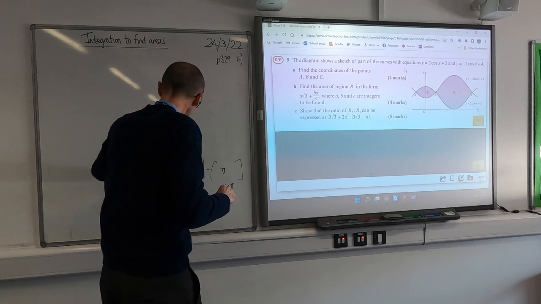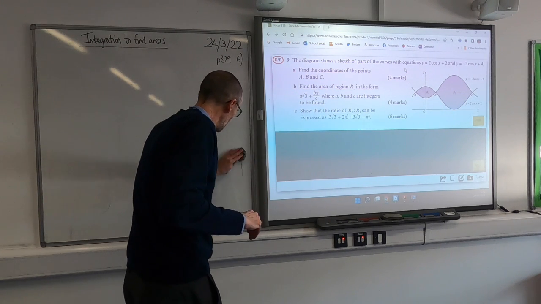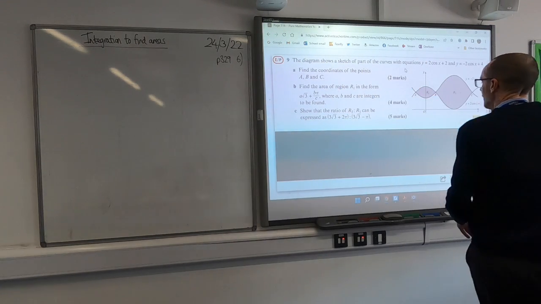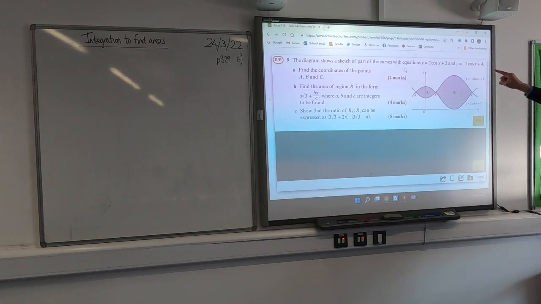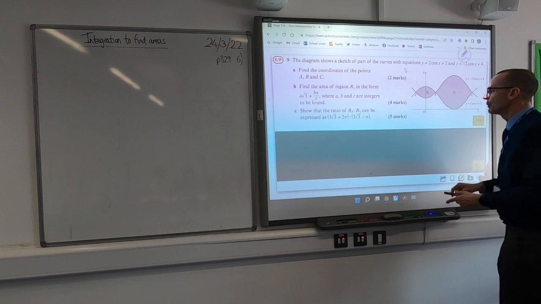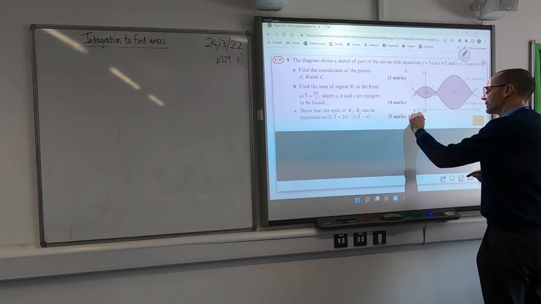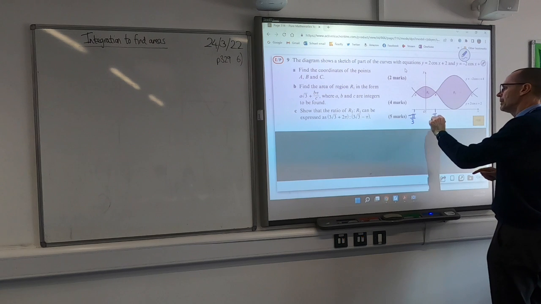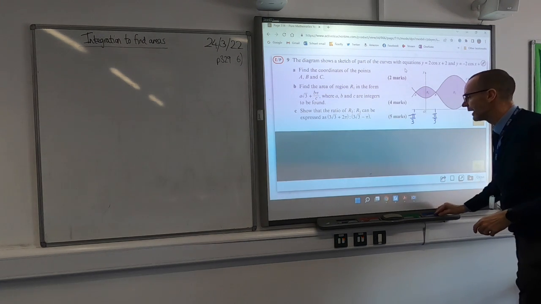And I'm going to cheat for speed and tell you what the intersection points are. The first thing we're asked to do is define those intersection points by just asking when does one curve equal another, but you get minus pi over 3 and pi over 3. So I'm just interested in working out that area there.